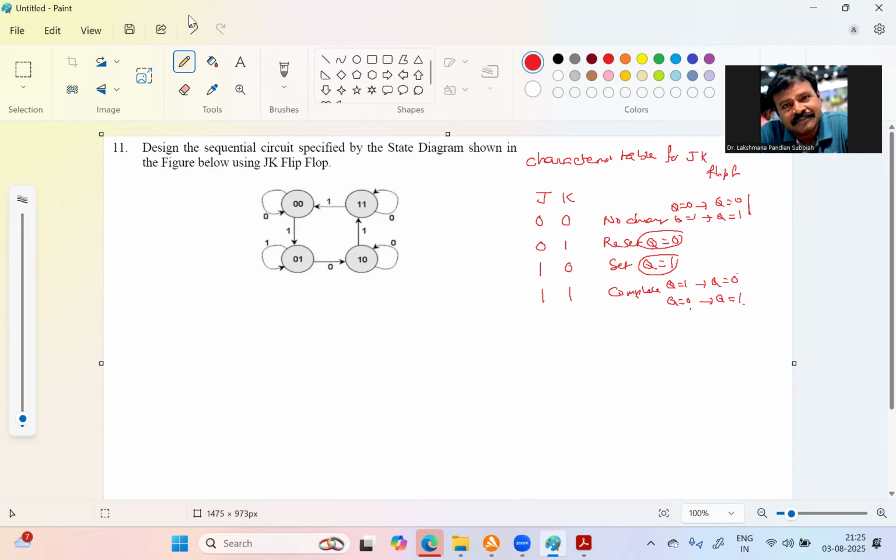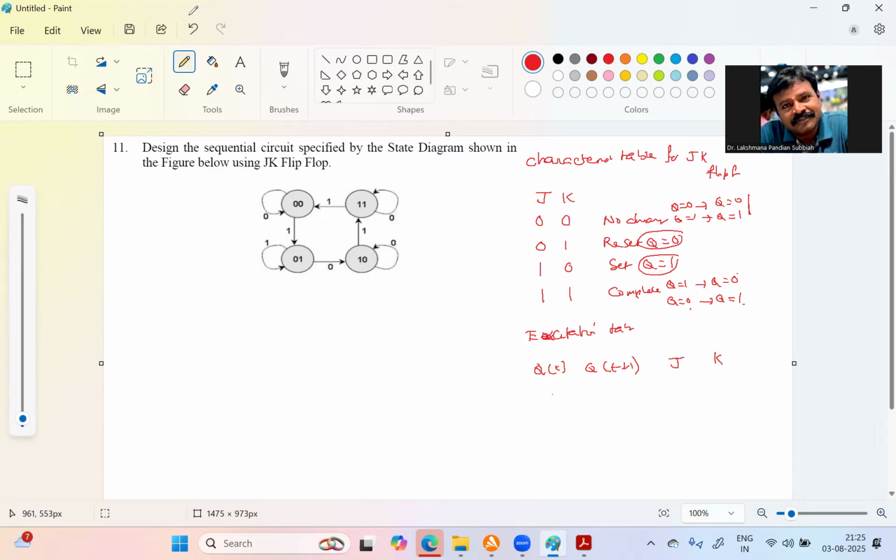Now from the characteristic table, we have to write the excitation table. What do you mean by the excitation table? From the characteristic table, you have to get the excitation table, which is in terms of Q of t and Q of t plus 1. If you want to change the state, what should the J value and K value be?